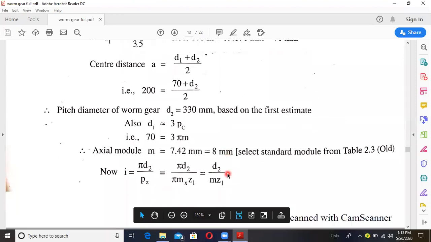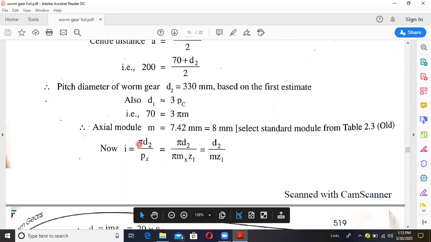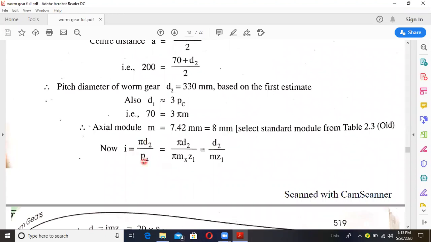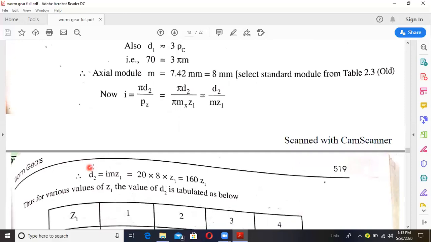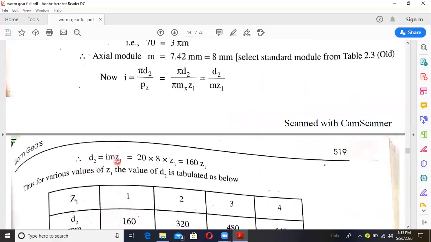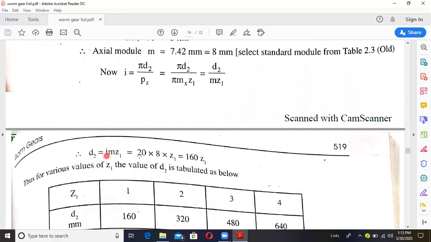Now we are going to take another relation. Velocity ratio I is equal to pi d2 divided by pi m Z1. Pi gets cancelled, therefore I is equal to d2 divided by m into Z1. Cross multiplying, we calculate D2: D2 is equal to I into m into Z1. We know I is equal to 20 and we got m is equal to 8, so D2 is equal to 160 into Z1.